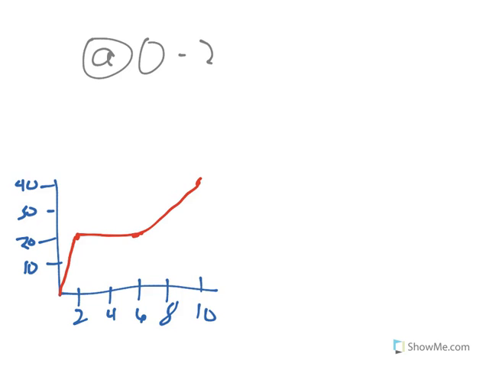Alright, so part B. What is the object's motion? Describe in words the object's motion between 2 and 6 seconds. The answer is it's at rest because it stayed at 20 meters for that time period.